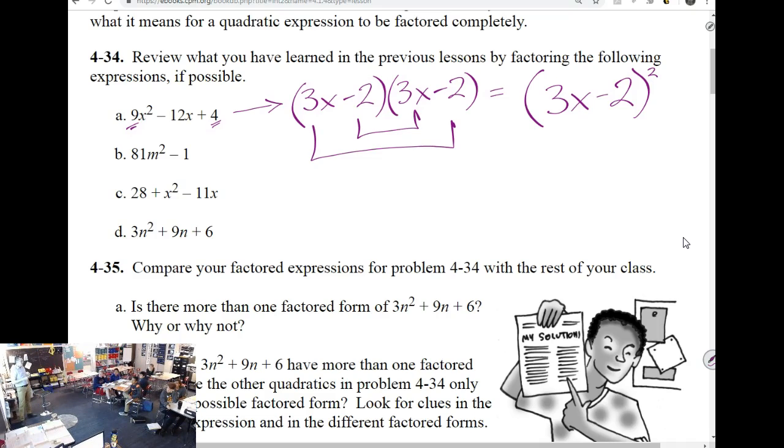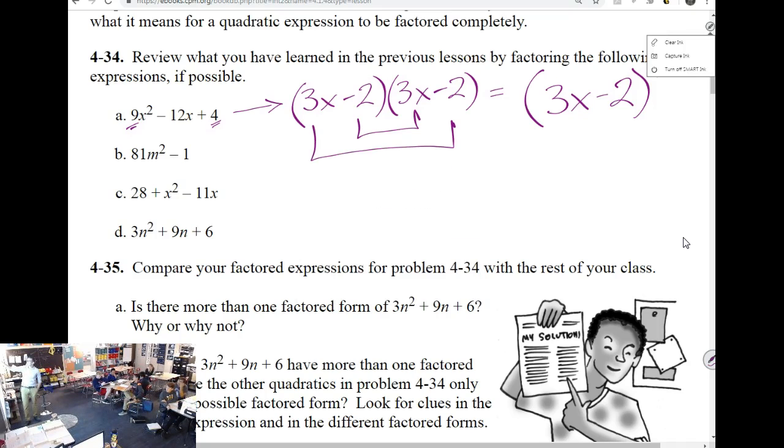So if you see perfect squares, then you can check: does the middle term work out to be a perfect square trinomial? Hopefully it does. If not, it's a little goofy. So we can just write 3x minus 2 squared. We already did B.